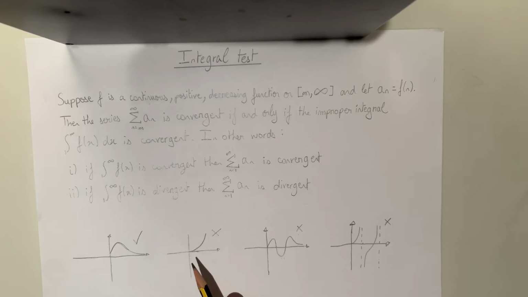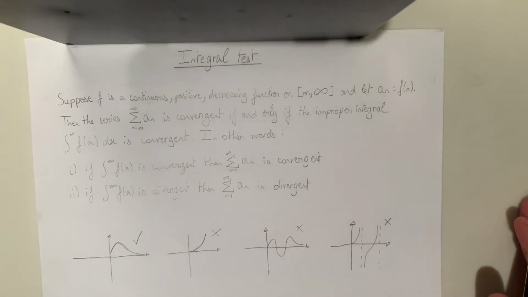However, this function cannot pass the integral test because it's increasing. This one can't because it's negative at some points, and this one can't because it's not continuous. And that's really important to remember. Now let's go over three examples together so that you can get a better idea, and then I'll give you one to do on your own.